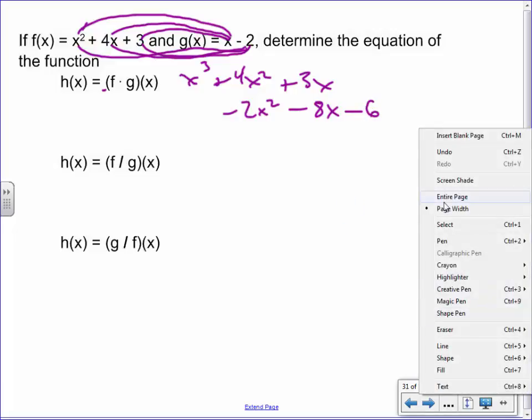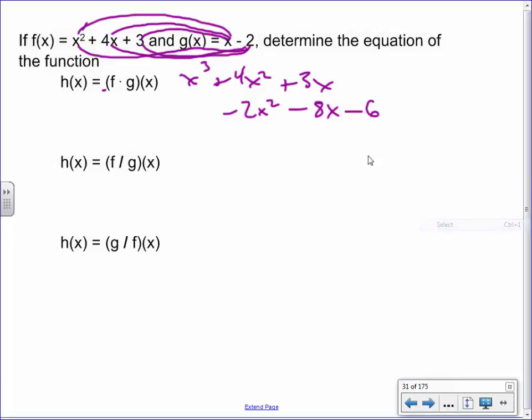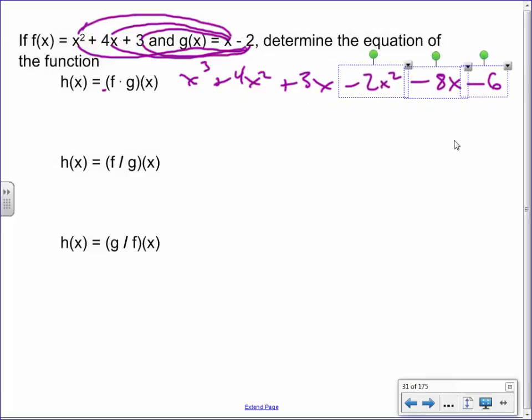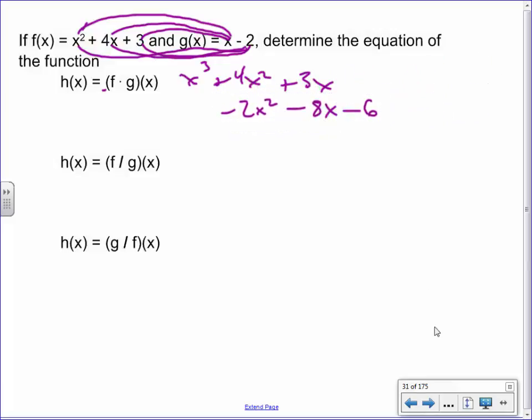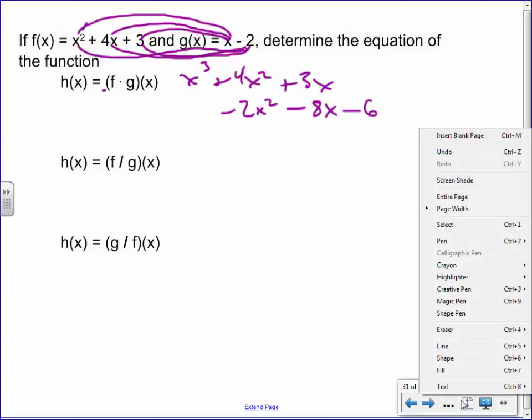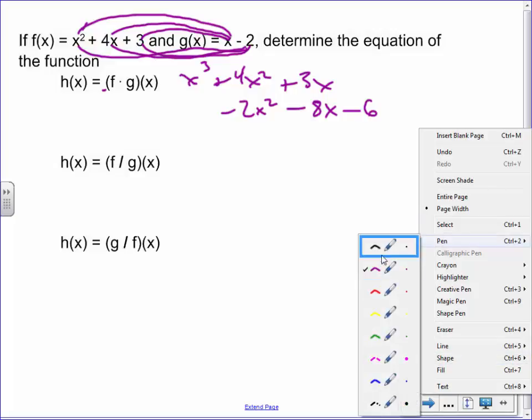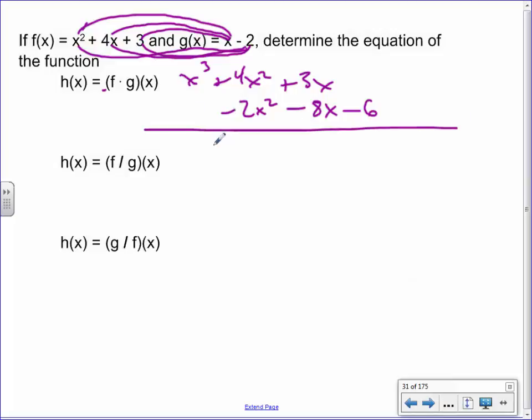The other option you have, not that it matters, is you could take all this stuff and write it next to it there. You know what I mean? The reason why I like writing it down here is that now it's really easy for me to combine the like terms. And I promise you, when you guys are getting to the power of 4, 5, something like that, you're going to have so many like terms to combine. So it's good to have an organizational scheme. So final answer is x to the 3 plus 2x squared minus 5x minus 6.